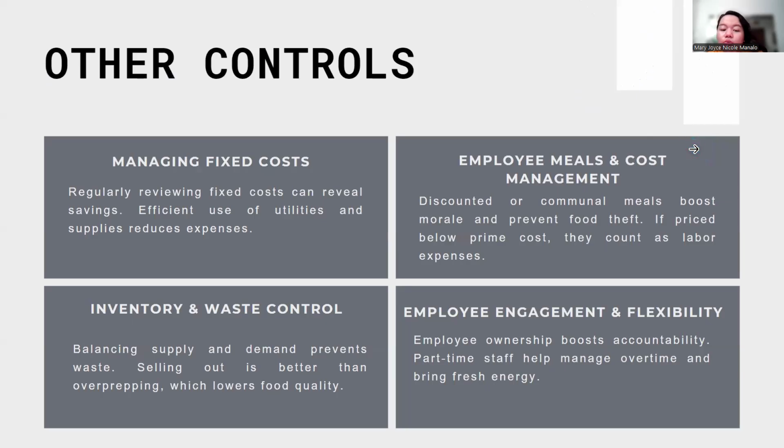So for other controls, first is managing fixed costs. The manager should regularly assess operational costs labeled as fixed, since some can be controlled. Next is employee meals and cost management. Some businesses cut costs by eliminating employee meals, but this can lead to increased pilferage and sanitation issues. Many establishments provide discounted or communal meals.